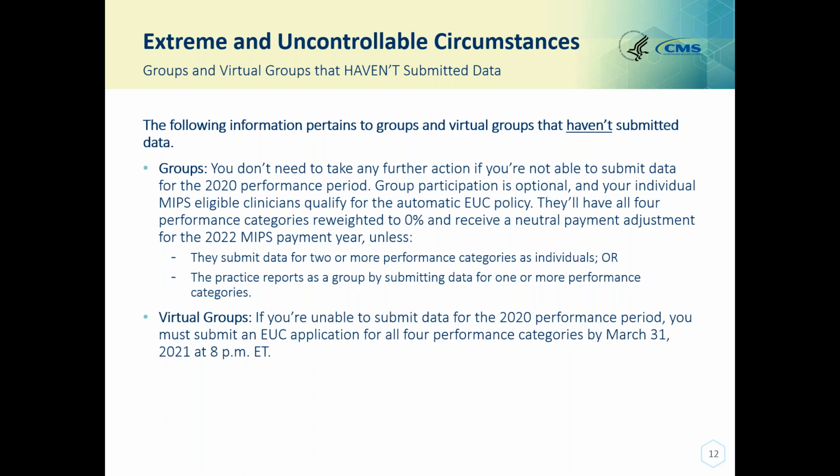The individual MIPS eligible clinicians within your group will receive a neutral payment adjustment for the 2022 MIPS payment year, unless they submit data for 2 or more performance categories as individuals, or if the practice reports as a group by submitting data for 1 or more performance categories. For virtual groups that are not able to submit data for the 2020 performance period, you will need to submit an Extreme and Uncontrollable Circumstances application for all 4 performance categories to be weighted to 0%. Next slide, please.